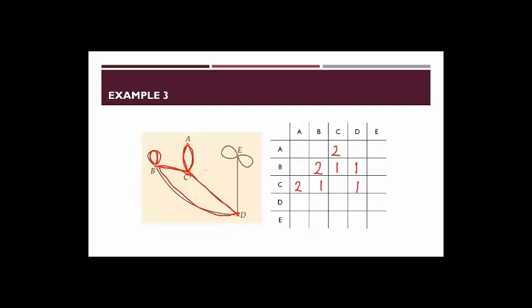Then D to A is 0, D to B is 1, D to C is 1, D to E is 1. Then E to A is 0, E to D is 1, E to E is 1, 2, 3, 4, so E to E is 4. Then 0 means that there is no connection, no network. 0 stands for no network. Thus you have created the adjacency matrix here.